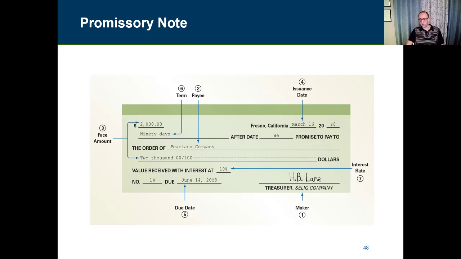As you can see here, it says the order of Pearl Company, or Pearland Company. Then number 3 is the face amount, which is how much it's going to pay, which is $2,000, and it's usually written in numbers and also in writing. One thing I want you to know is that from a legal perspective, if let's say this is 2,000 and here it's 20,000, then the person has an obligation to follow what's written in writing.